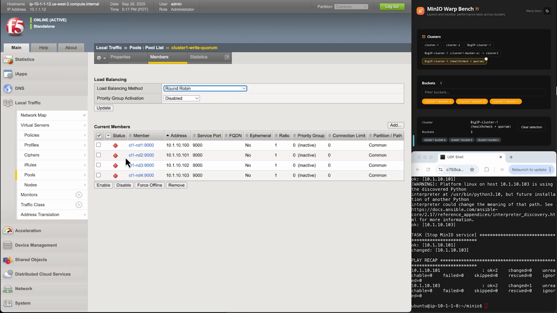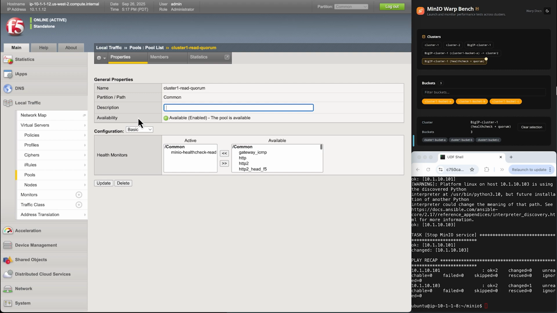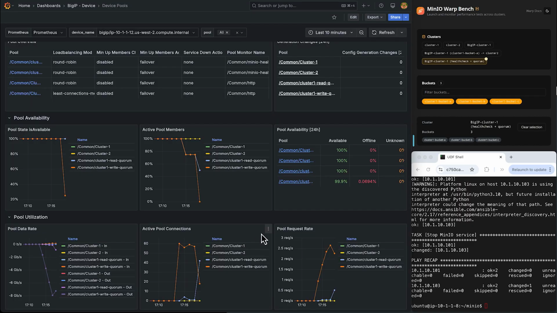However, we also have configured an iRule to automatically shift traffic to a separate pool for reads. Even with 2 nodes down, the read pool stays available, because its monitor only requires 2 healthy nodes, so dashboards and pipelines remain responsive. In the F5 Application Study Tool, the change is clear.